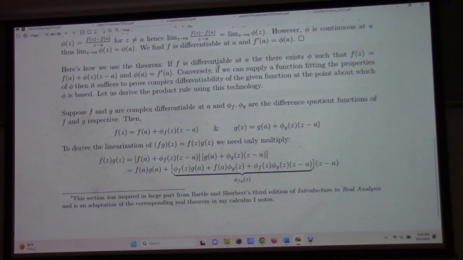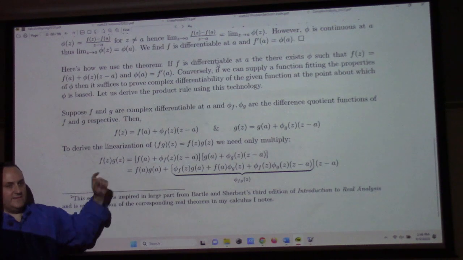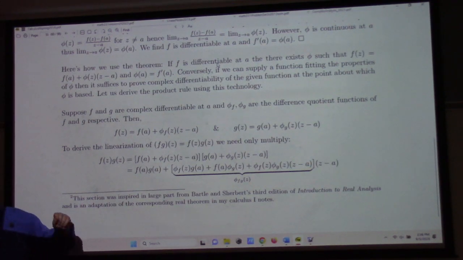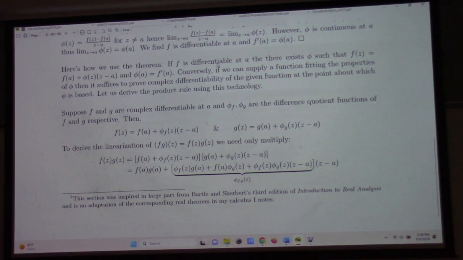Product rule without limits. Product rule without adding 0. See, there's nothing clever here. I didn't add 0. In your proof in Calculus 1, you add 0. You do something really sneaky. You've been taught it, but it's sneaky. This is just straight calculation.